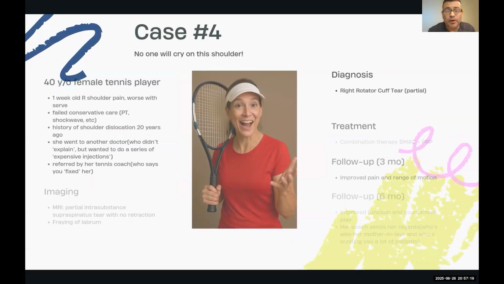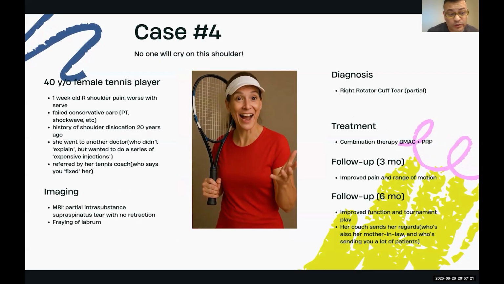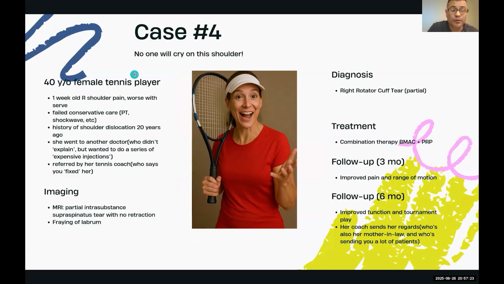Now, case number 4, "No One Will Cry on This Shoulder." This woman comes in with 1-week-old right shoulder pain, worse with her serve. She's a tennis player, and she failed conservative care. Now, she had a history of dislocation of the shoulder 20 years ago, and she went to another doctor who didn't explain things to her and just wanted to do a series of expensive injections. But she was referred by her tennis coach who said, you fixed her elbow, right?